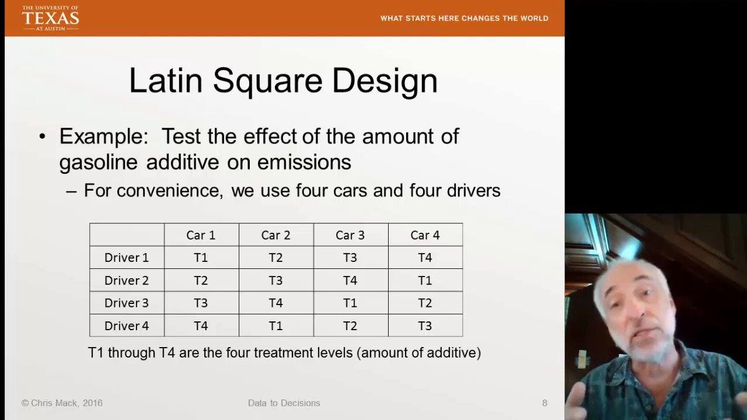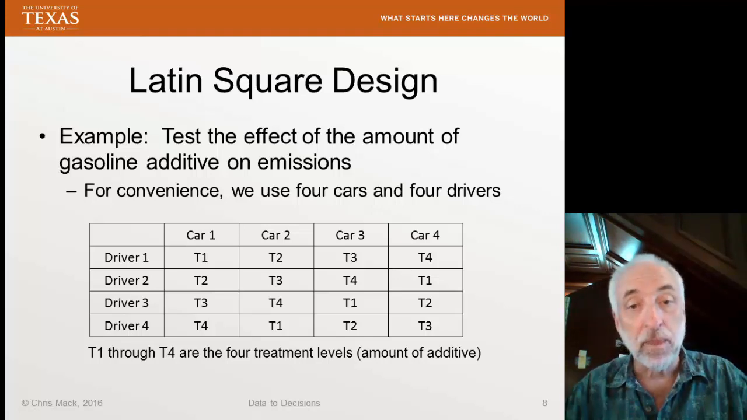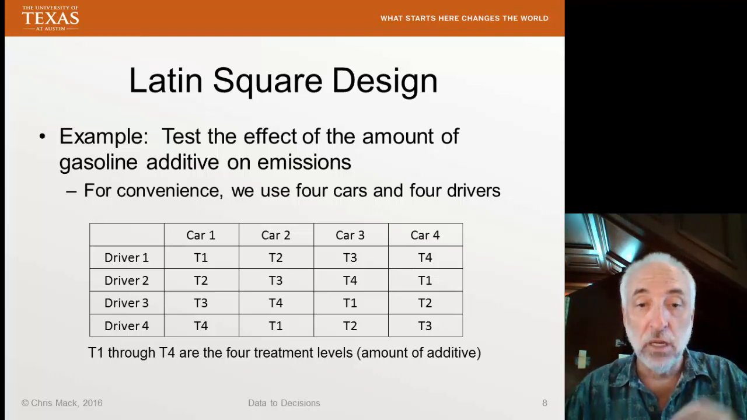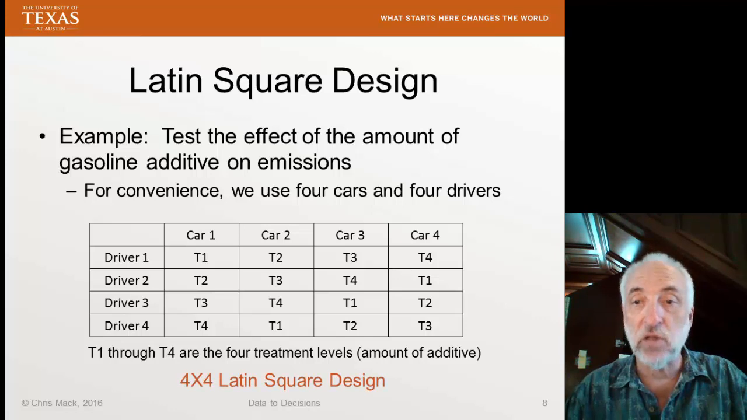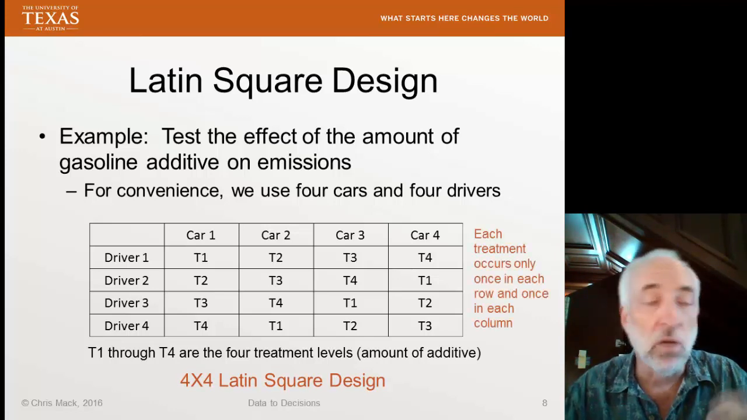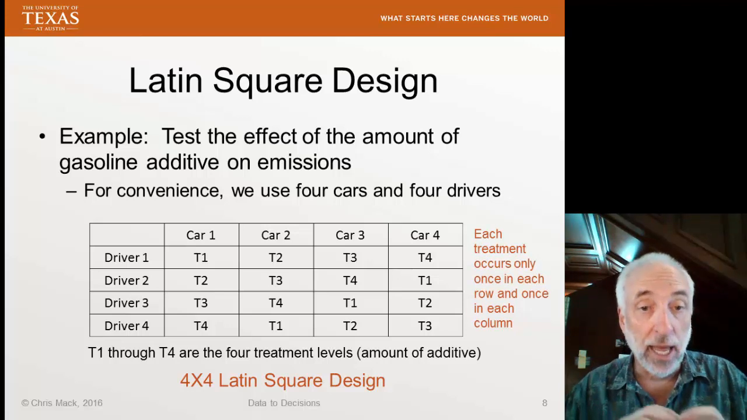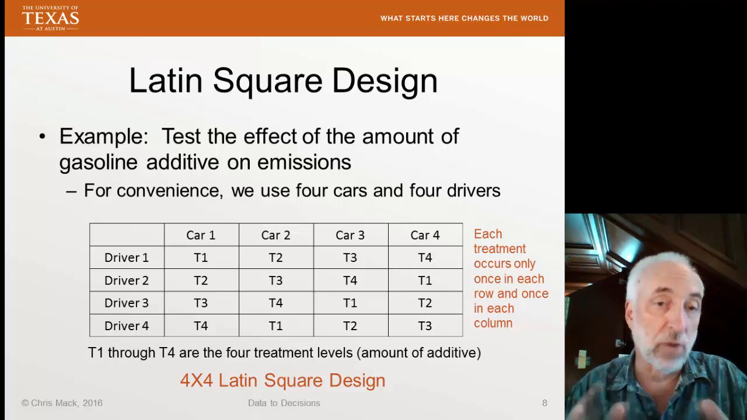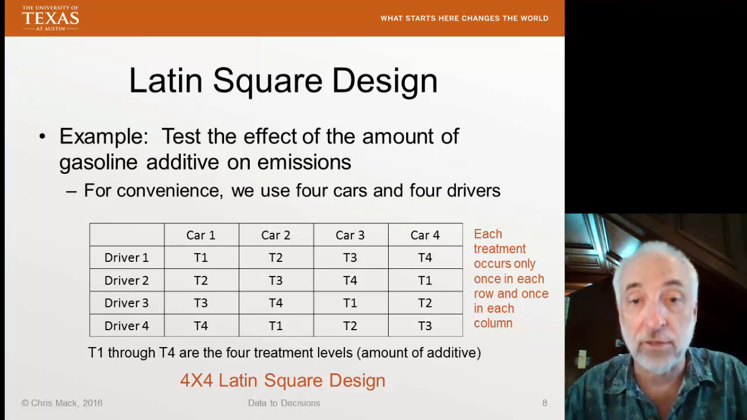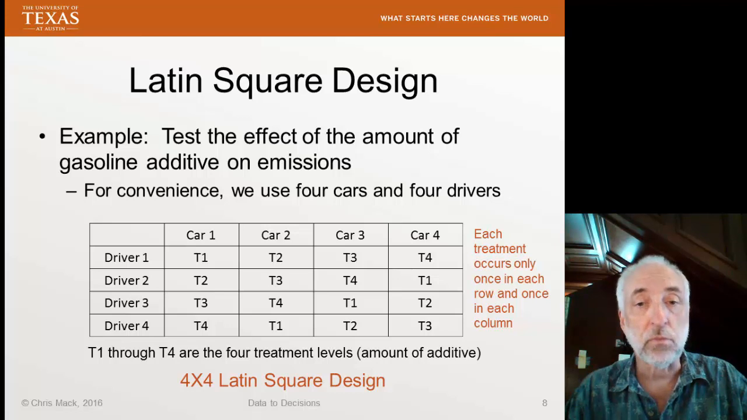But if I organize them in this way, I can block the driver and the car. I do that in this 4x4 Latin square design by making sure that each treatment occurs only once in each row and only once in each column. And every combination is covered. That's why we have to have the same number of levels for the nuisance variables and the treatment, or the factor I care about.